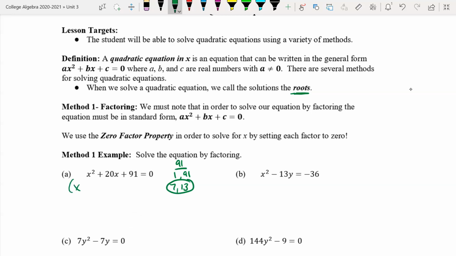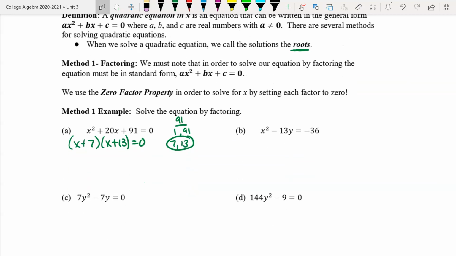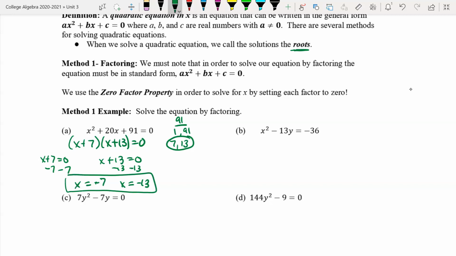So I'm going to say x plus 7, x plus 13 equals 0. But remember, you've got to set each individual part equal to 0 and solve it. So I'm going to get x is negative 13, x is negative 7. All right.